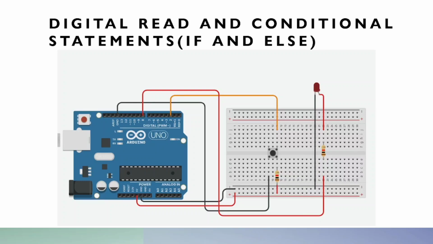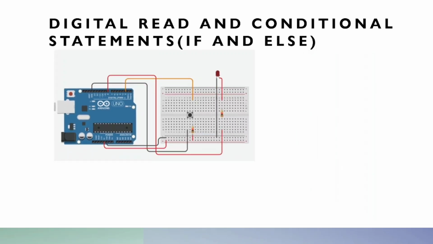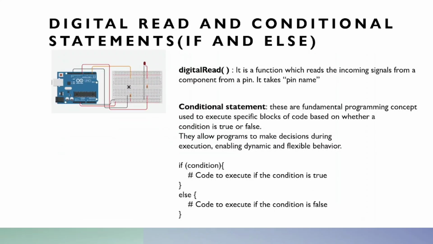Now, our chapter 2 is digital read and conditional statement, if and else. Digital read is a function which reads the incoming signal from a component from a pin, and it takes the pin name. Conditional statements are fundamental programming concepts that execute a specific block of code based on whatever condition is true or false. They allow a program to make decisions during execution, enabling dynamic and flexible behavior.